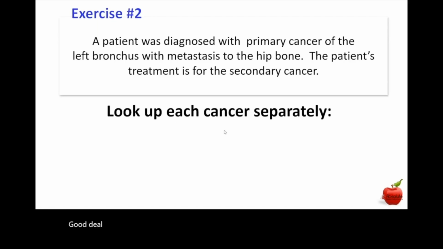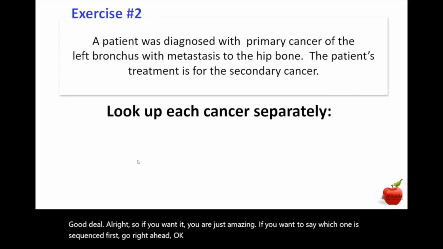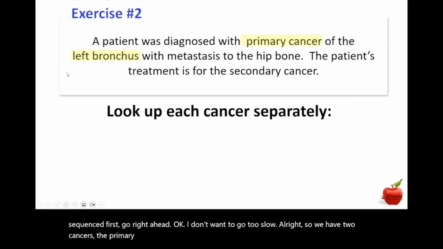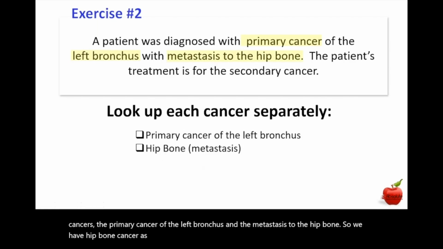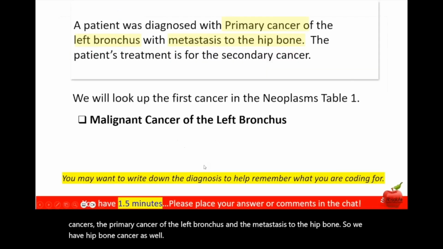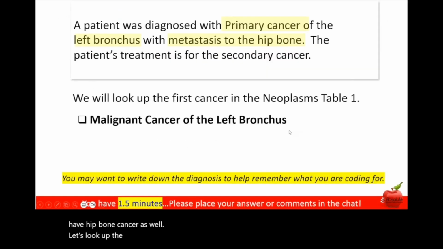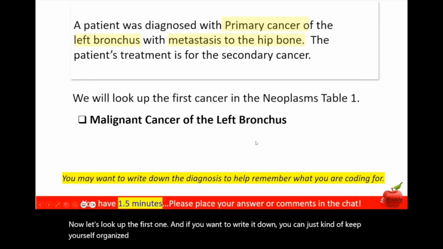Good deal. All right, if you want to say which one is sequenced first, go right ahead. Okay, I don't want to go too slow. All right, so we have two cancers, the primary cancer of the left bronchus and the metastasis to the hip bone. So we have hip bone cancer as well. Now let's look up the first one. And if you want to write it down, you can keep yourself organized on what we're coding.